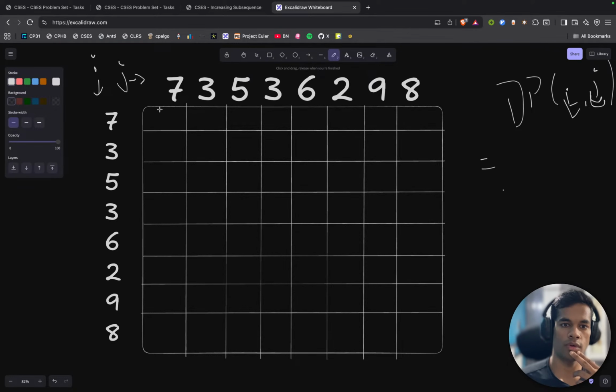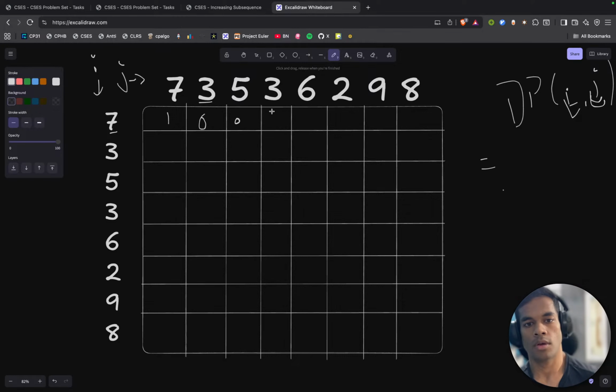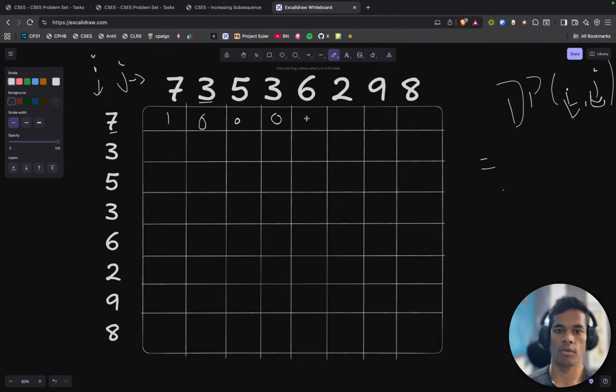Okay, so when I pair up this 7 with 7, I have 1. When I pair up this 7 with 3 as the last number, it is 0. With 5 as the last number, 0. With 3 as the last number, 0, 0, 0, 1. And with 2 actually. And when I pair up 8 and 7, 2.